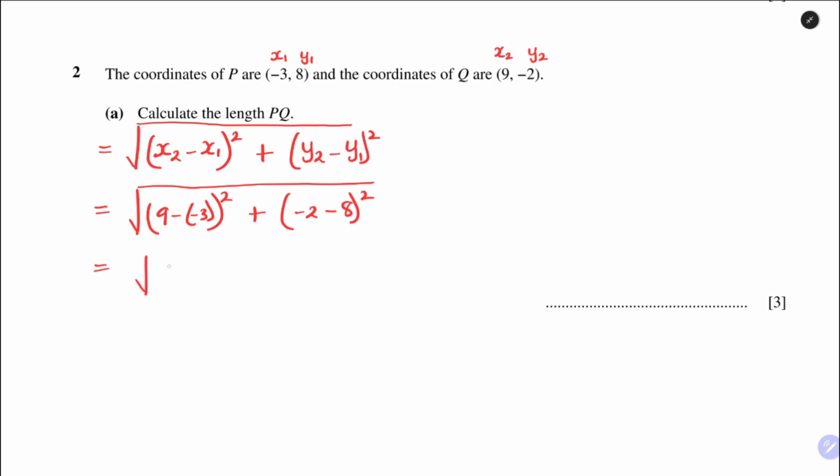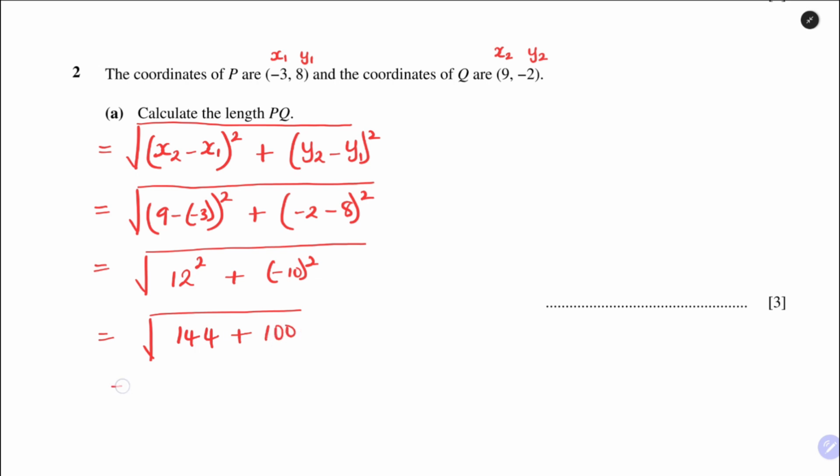And this leads to the square root of 9 minus minus 3, which is actually 12 squared, plus minus 2 minus 8, which is minus 10 squared. The square of 12 is 144, whereas the square of minus 10 is 100. Adding those two together, we have 244. So our exact answer here is the square root of 244.